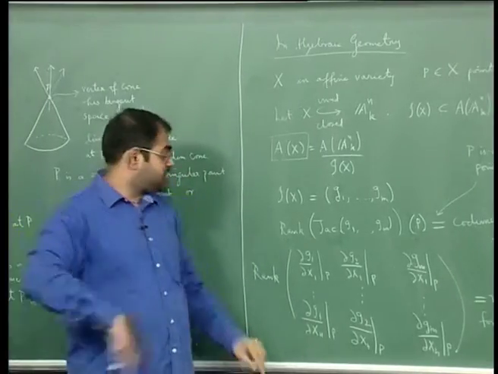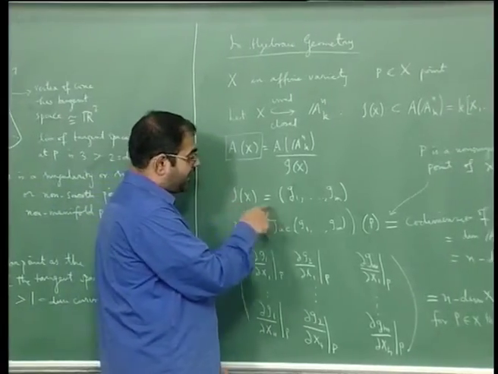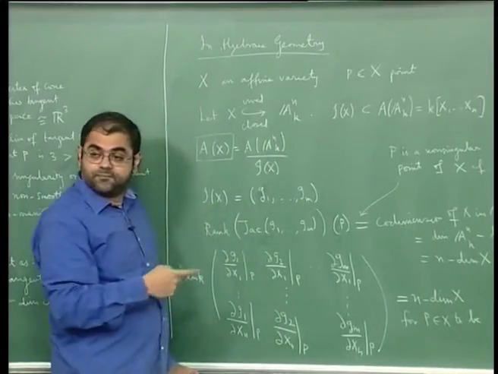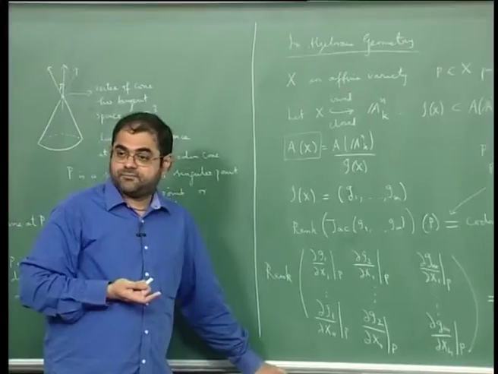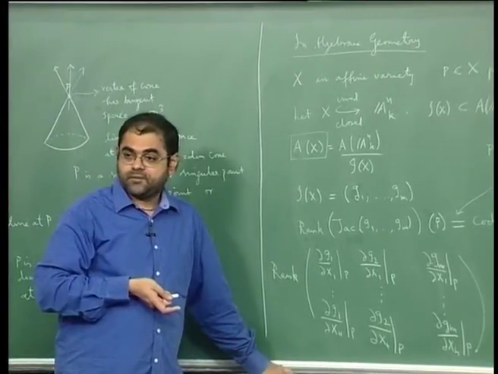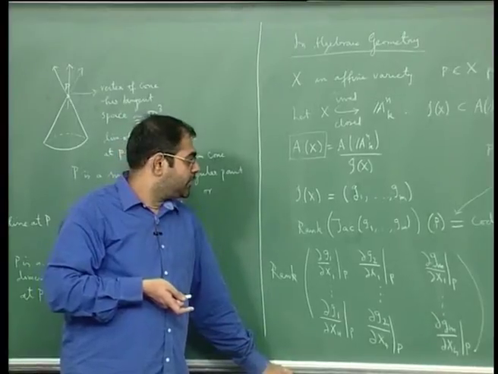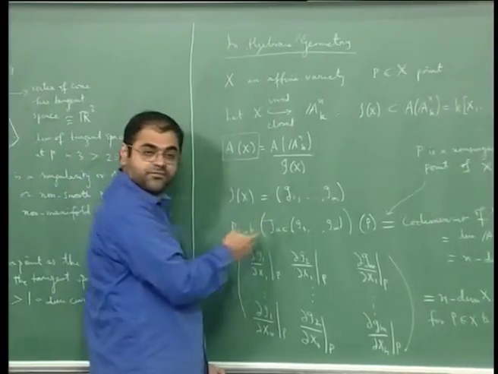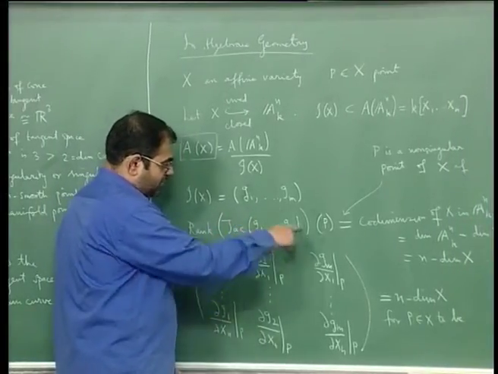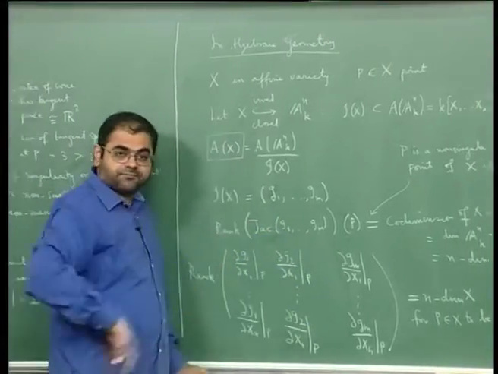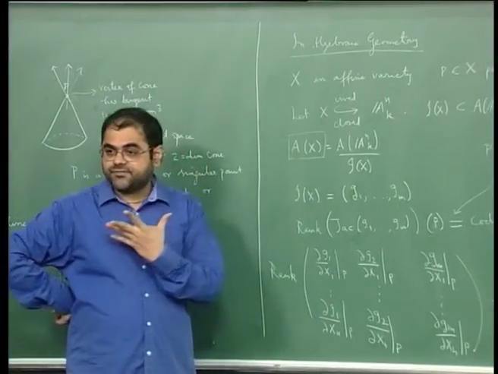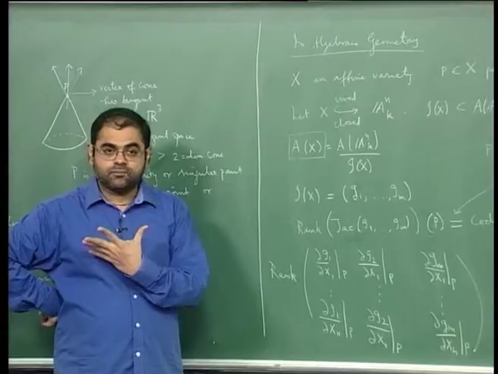What is the second ambiguity? The second ambiguity is here: when I write the ideal I write a set of generators for the ideal. The same ideal can have different sets of generators. The sets of generators are by no means unique. So if I change these generators, then this Jacobian matrix itself will change. Even the number of generators I do not know.